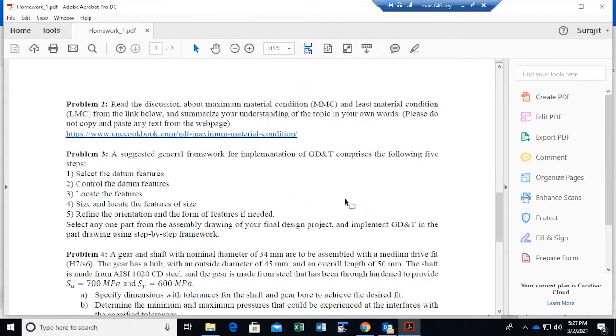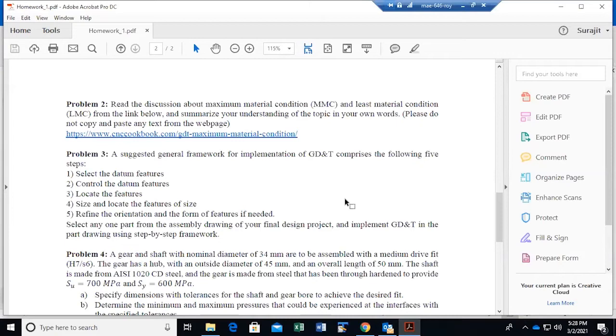Yes. Great. Problem number two, standard question. Read the discussion about MMC and LMC. There was a question that this specific link does not have the symbols. Somehow the symbols are not loading on the website. But if you have read the chapter or followed the lecture slides, you don't need the symbols as well. You can understand from the text. You don't need to refer to that website; it is just for reference. You can even read chapter 20 from Shigley's textbook. That will give you enough information about what MMC and LMC mean and how they are used in actual applications. So that is problem number two.